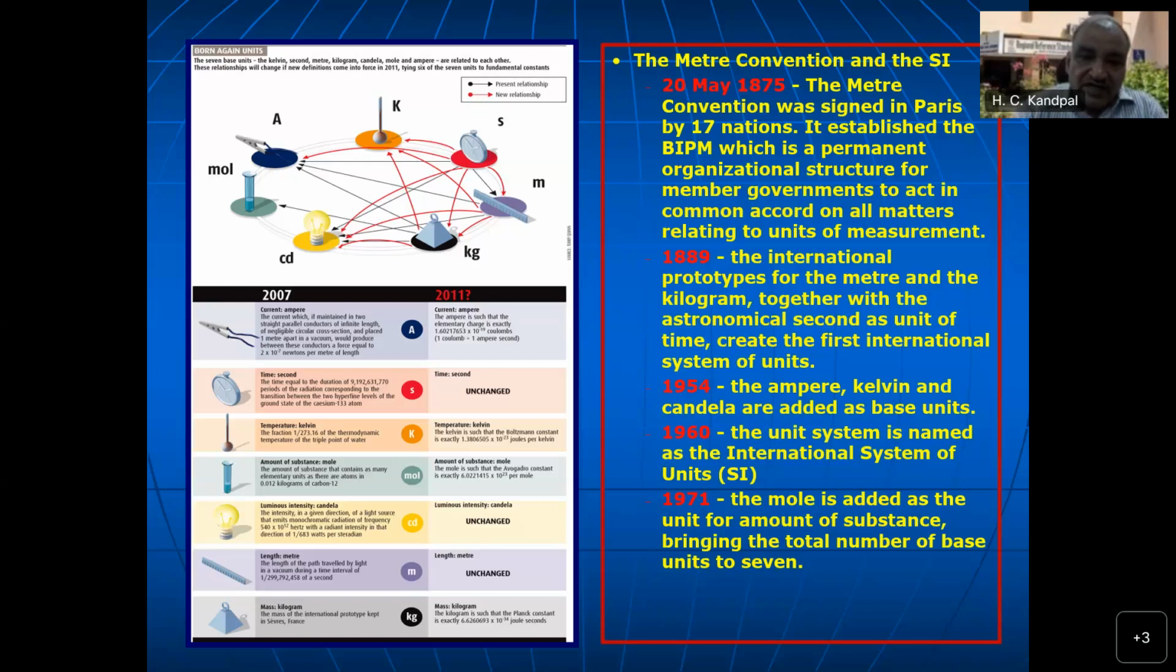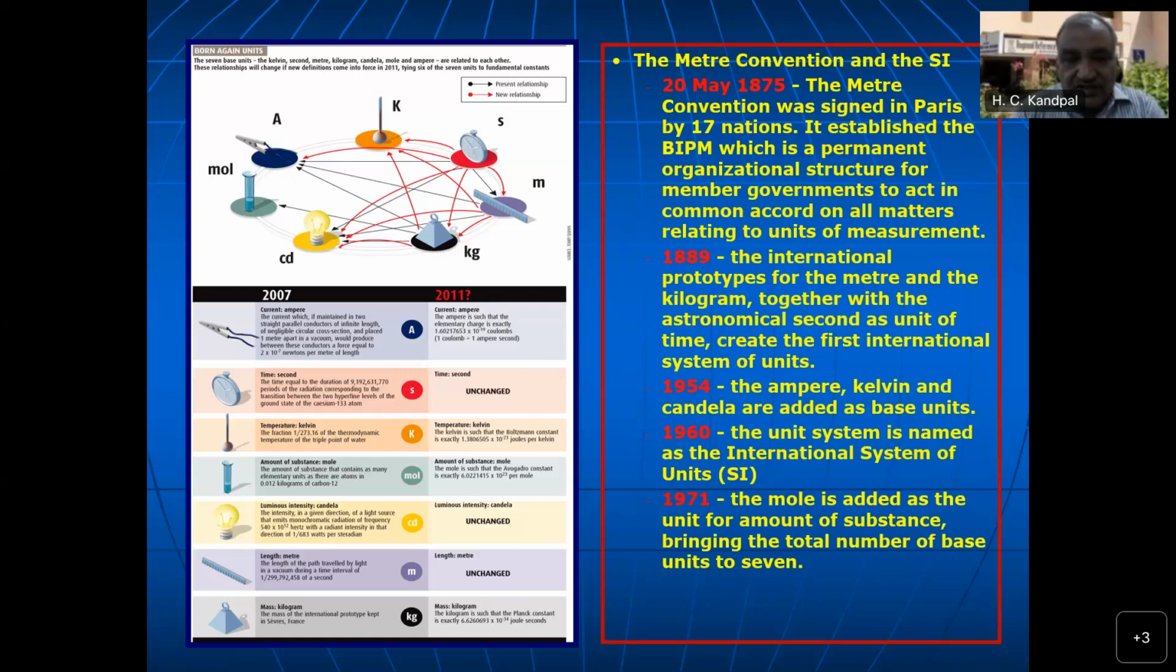But I would like to tell you that candela was taken as an SI base unit in 1954. And many times I say that I was destined to work in photometry because my year of birth is 1954. So that year candela was added as a base unit. At different stages, in 1890, there was the meter convention, then the three important parameters, meter, kilogram and second, were adopted as SI units in 1889, and in 1954, these other three, ampere, Kelvin and candela, were added as base units. And then in 1960, the unit of mole was added.